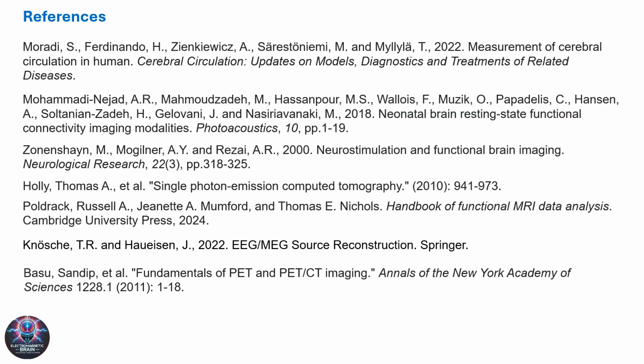To conclude, functional brain imaging technologies, especially those involving electromagnetic neurotechnologies, have revolutionized our understanding of the brain. From mapping real-time brain activity with EEG and MEG to visualizing brain metabolism with PET and SPECT, each technique offers a unique lens into the brain. As the technology behind these imaging techniques continues to advance, we can expect even more powerful tools for diagnosing and treating neurological conditions, as well as furthering our understanding of how the brain processes information.